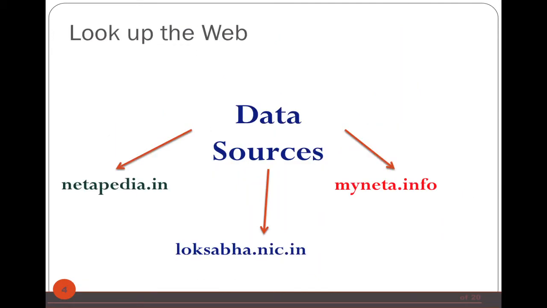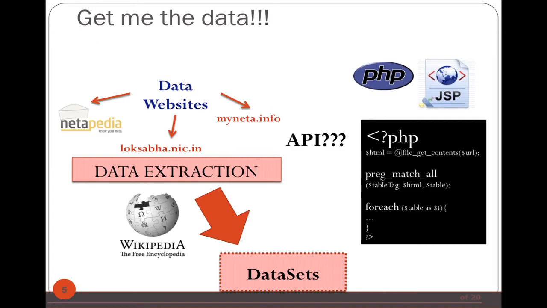After searching the internet, we decided to use these three websites as our data source. The blue one contains the basic information of each politician, the green one contains the working experience and details, and the red one contains the criminal history and the assets. Luckily, we don't have any API for these websites, so we needed to write our PHP JSP script to do the data extraction from these websites.